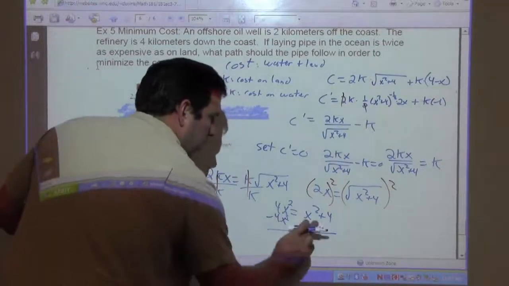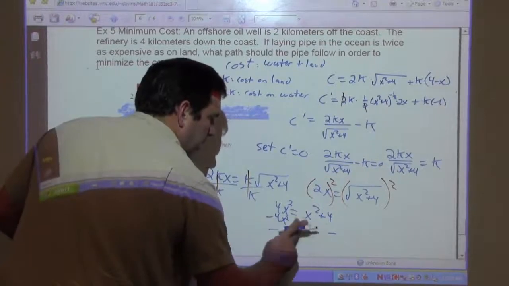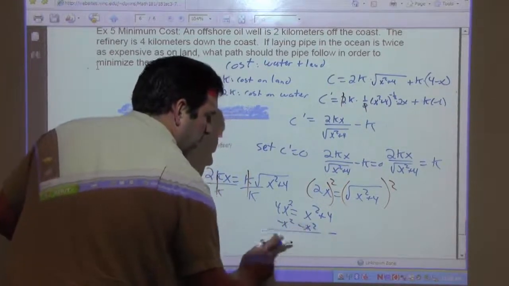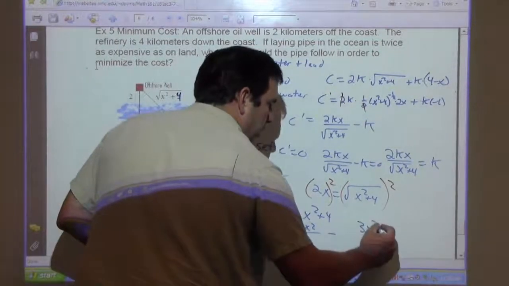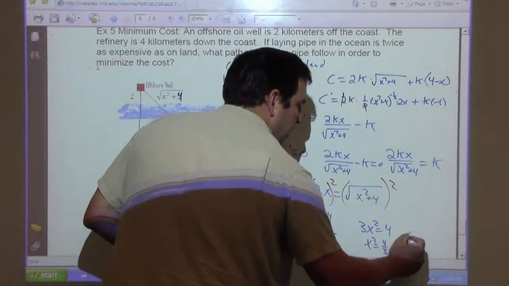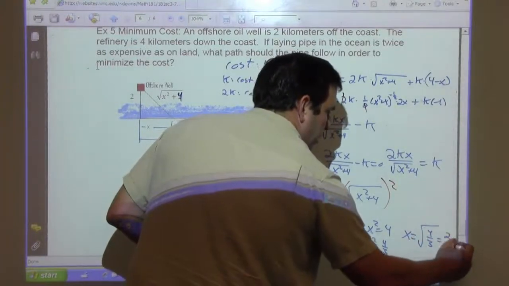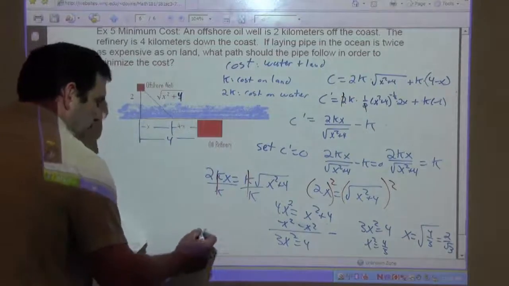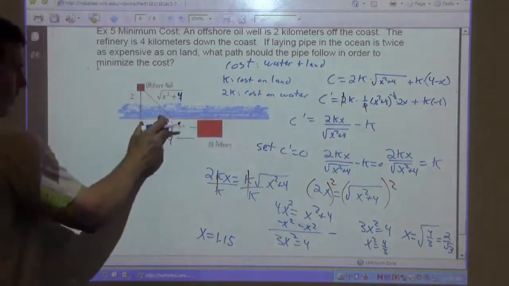Okay, so this should be 4x squared. Maybe I should do this instead. Subtract x squared. There we go. 3x squared equals 4, which means x squared equals 4/3. Means x equals the square root of 4/3, which is 2 over the square root of 3. So x would be 1.15. So that means this part's 1.15.